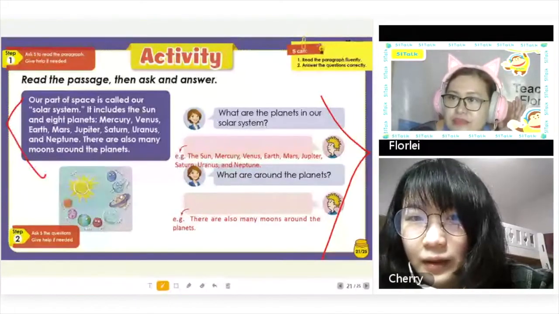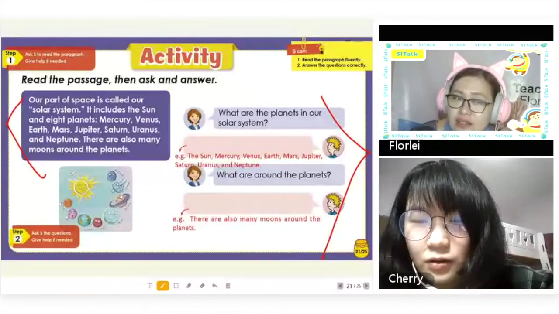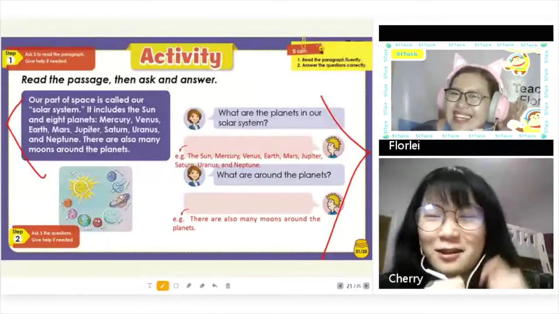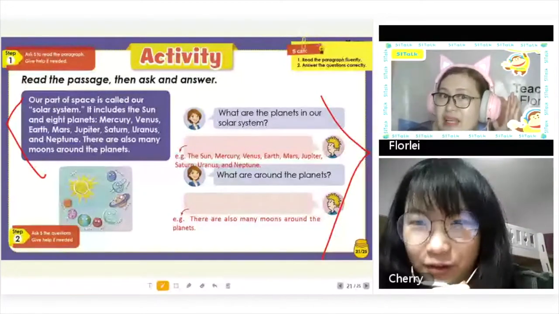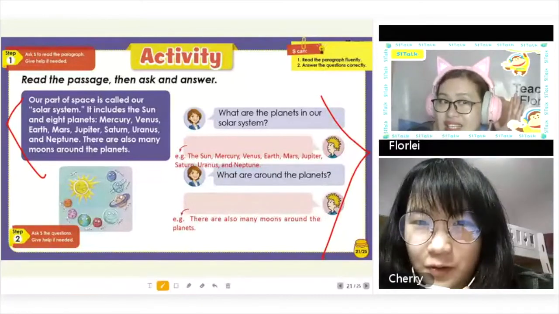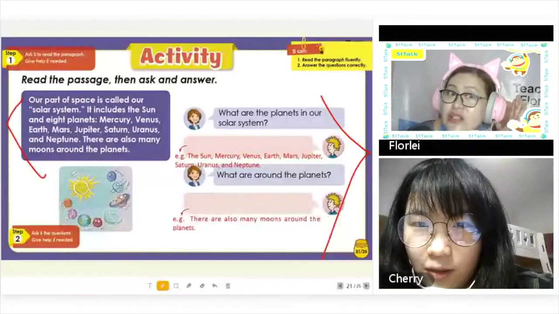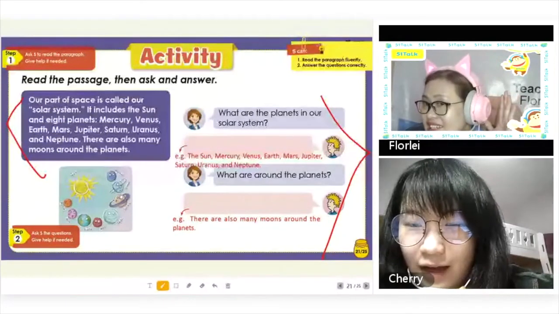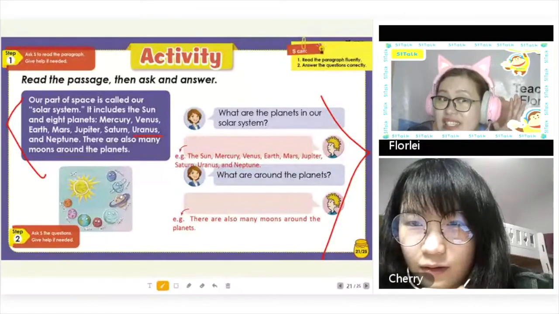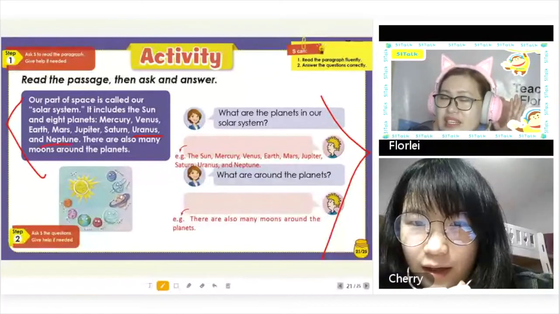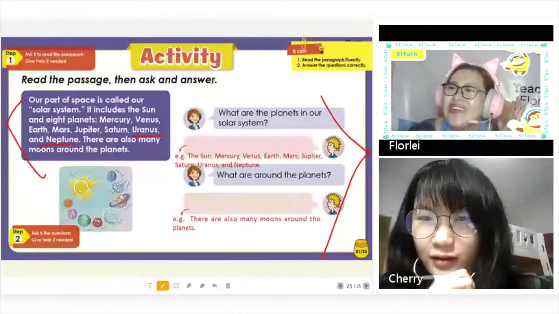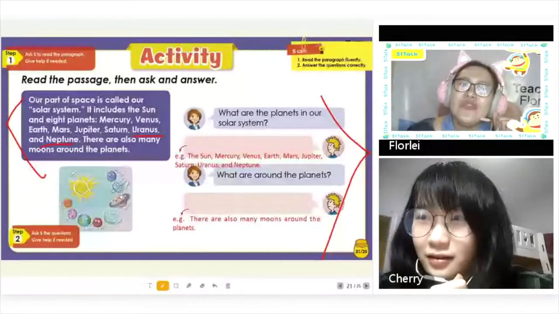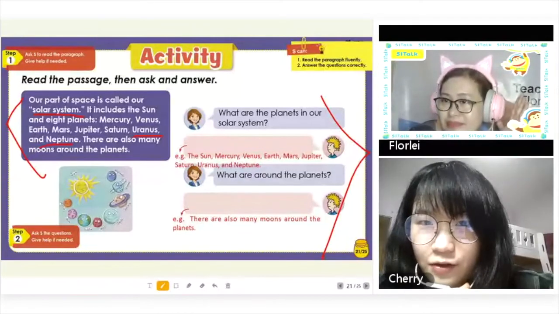Our part of space is called our solar system. It includes the sun and the 8 planets. Mercury. Venus. Earth. Mars. Jupiter. Saturn. Uranus. And Neptune. It's like tune. When you sing a tune or you sing a song, a hymn, it's tune, right? So it's Neptune. Okay, let's repeat. Solar system.